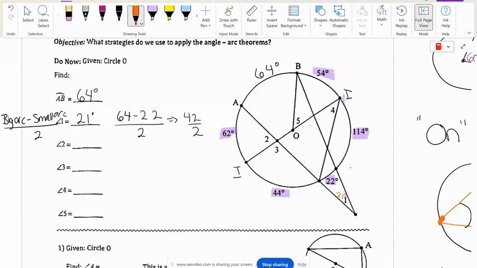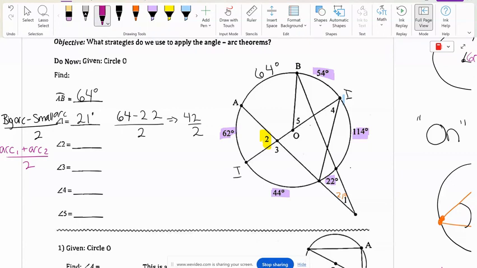All right, now we're going to look at angle 2. So let's go to angle 2 and highlight. Is angle 2 a central angle? No, because its vertex is not at the center. So I cannot say angle 2 is 62 degrees. It is not 62 degrees. All right, so then we ask ourselves, since it's not a central angle, is it inside, outside, or on? Inside, yeah, it's an inside angle. So that means we're going to do arc 1 plus arc 2 divided by 2.